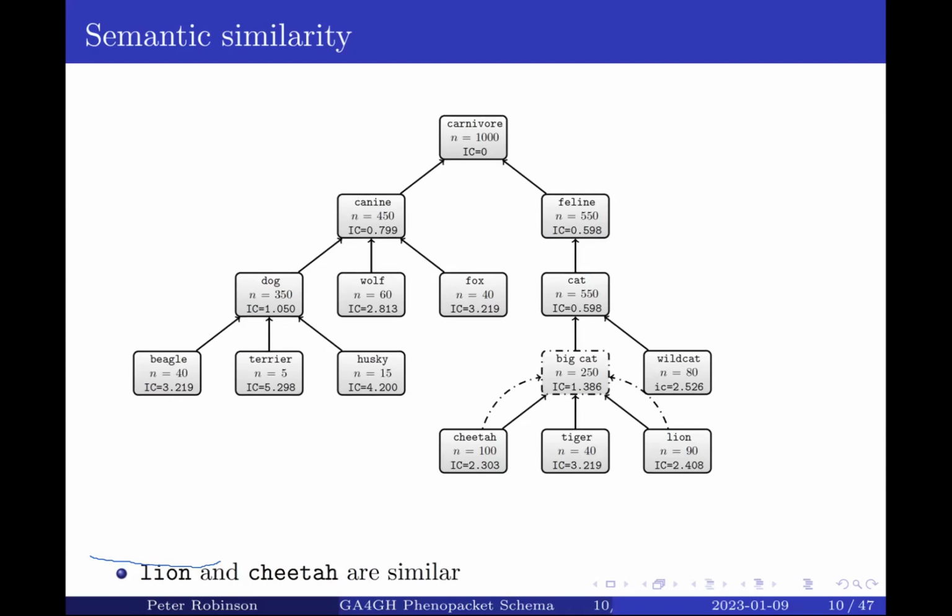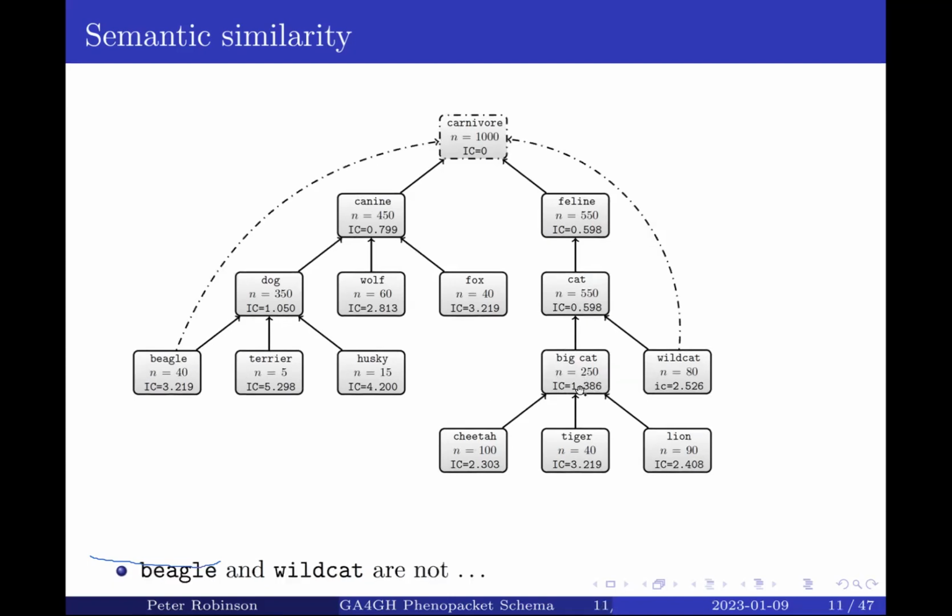And so if we want to measure the similarity between cheetah and lion, we go to their most specific common ancestor, which is big cat, and we take its information content, which is 1.3 in this example. In contrast, if we want to know how similar are beagle and wildcat, well, they have no common ancestor outside of the root. Since all books are about carnivores, the frequency is 1,000 divided by 1,000. And so the logarithm of 1 is 0. So we get an information content of 0.